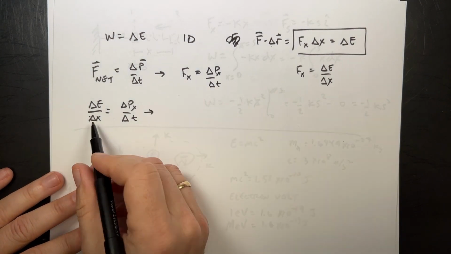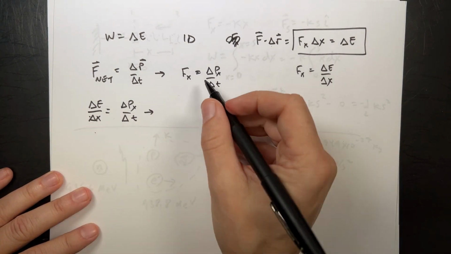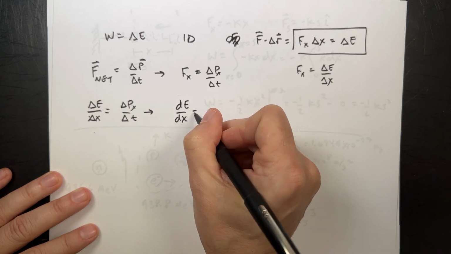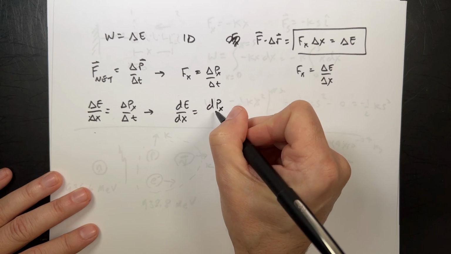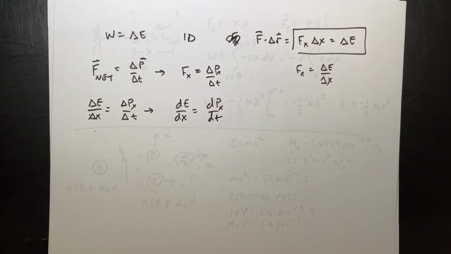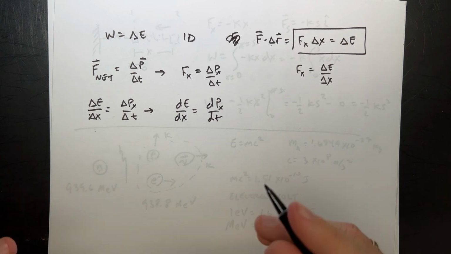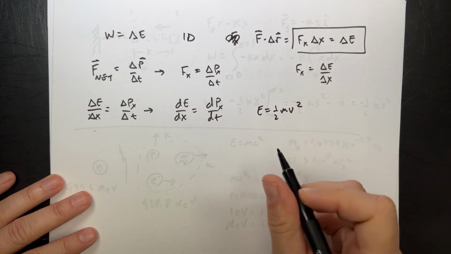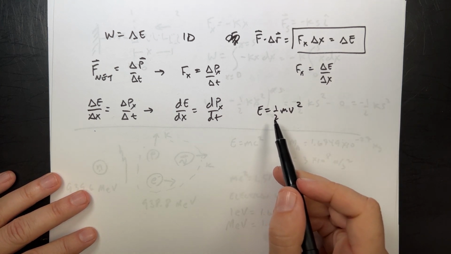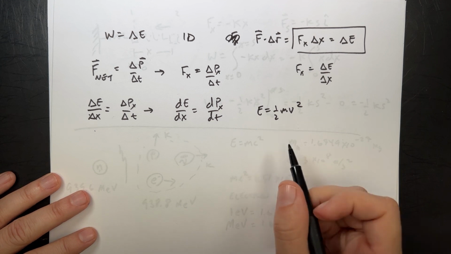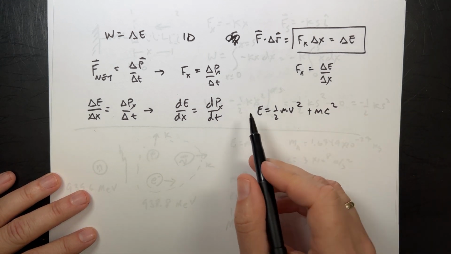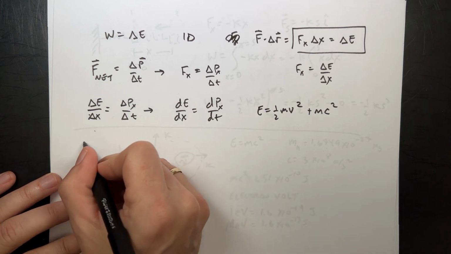If I let the time and the distance go to 0, I get this as a derivative. The derivative of energy with respect to x is the derivative of the x momentum with respect to t. I mean, it's kind of a big deal for other things later. But I want to show you that this works if E is equal to 1/2 mv squared. And that's only for slow things, right? Then the total energy is actually plus mc squared, but that's a constant. So let's take the derivative of that with respect to x.